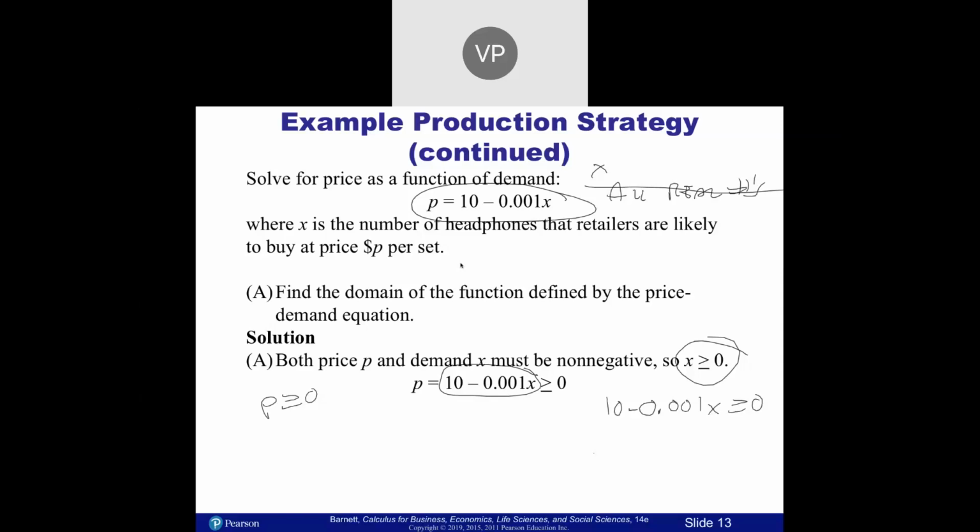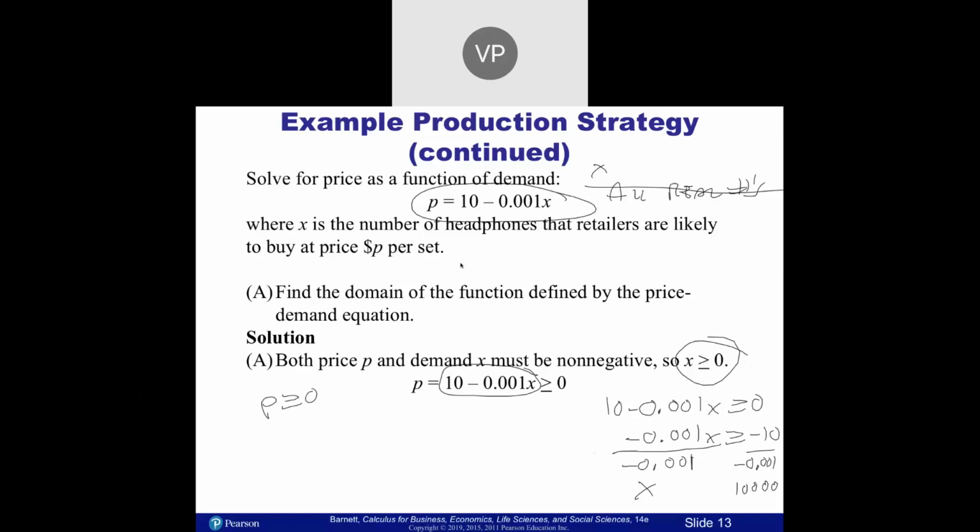All right, so there's two different ways to do this. If I solve for x, I can do this, where I move over the 10, so it becomes a negative 10. Then I divide both sides by negative 0.001. So that gives me an x on the left. That gives me a 10,000. Make sure I get that right. On the right side, but here's the key.